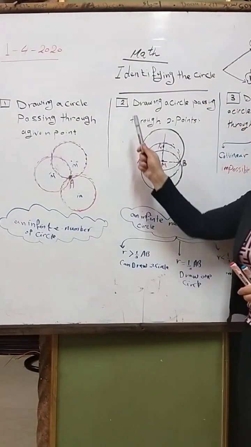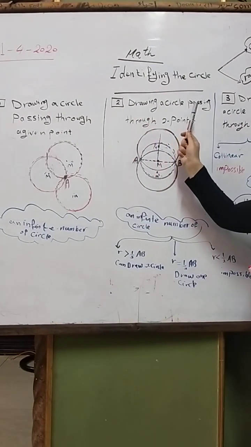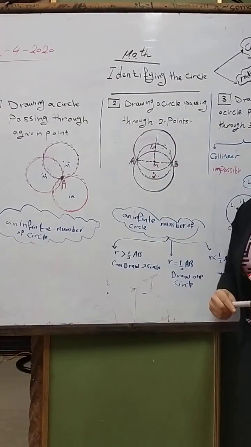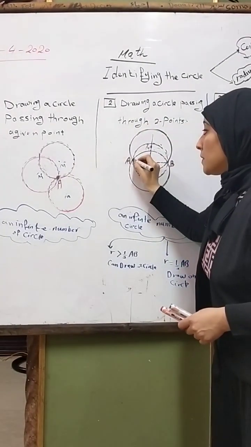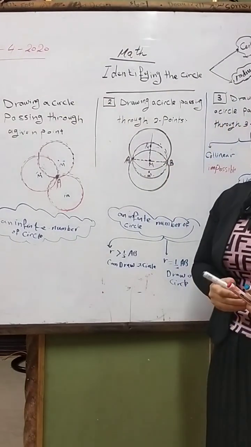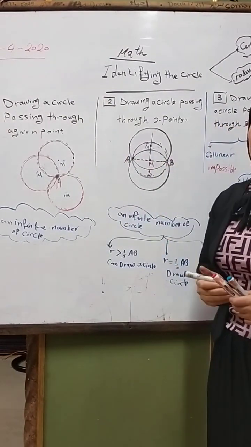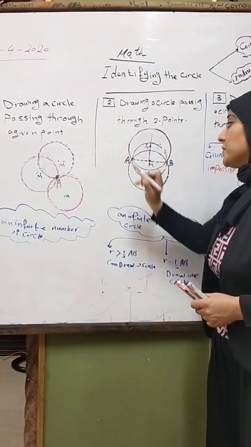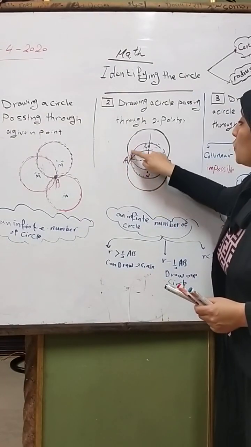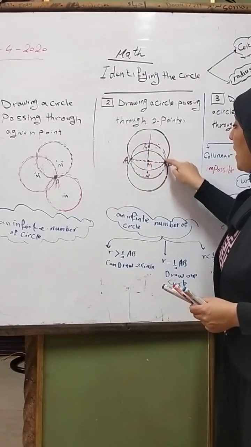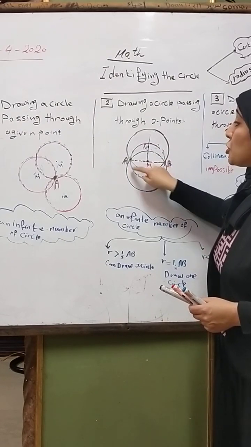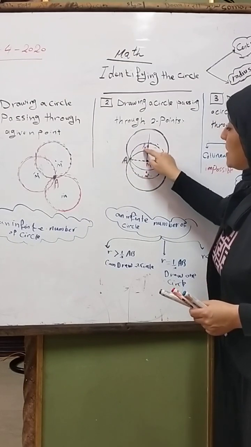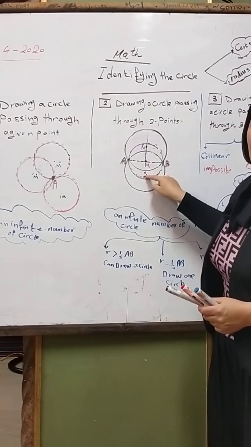Okay, let's look at the second important point in our lesson, which is drawing a circle passing through 2 points. Here we have 2 points, A and B, and we need to draw a number of circles passing through these 2 points A and B. The first circle we draw is circle M, the circle with center M. And the second circle we draw is the circle with center M dash.